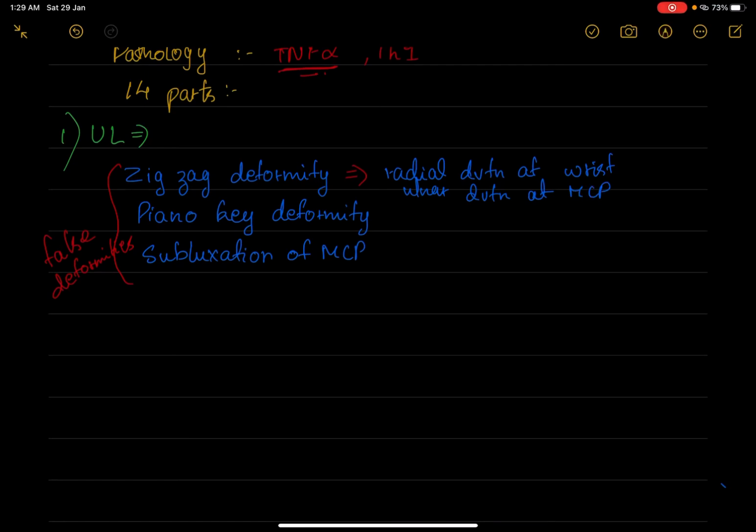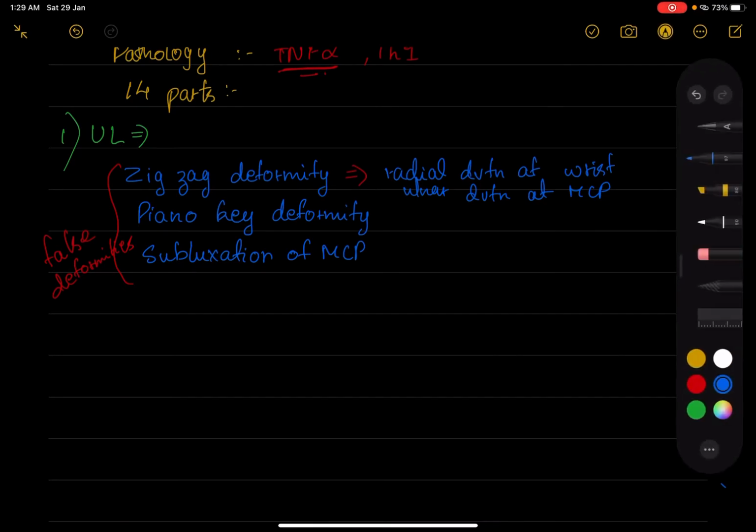The next one is piano key deformity, and piano key deformity is because of rupture of ECU tendon, extensor carpi ulnaris tendon. And the third one is subluxation of MCP.